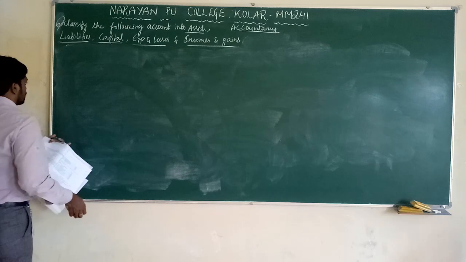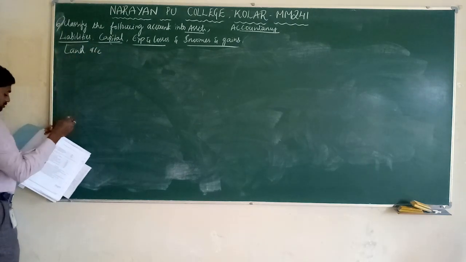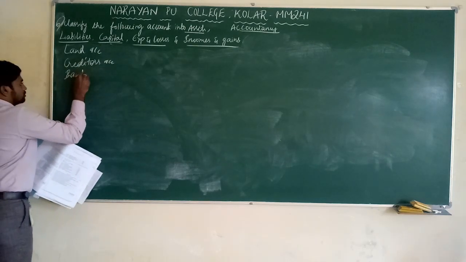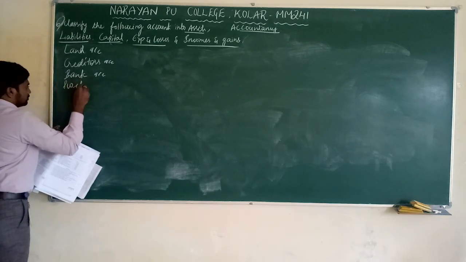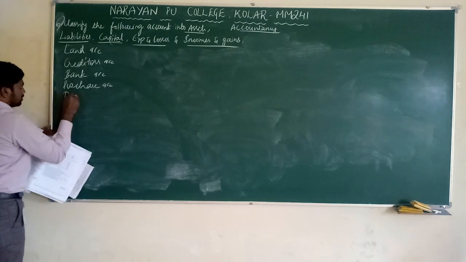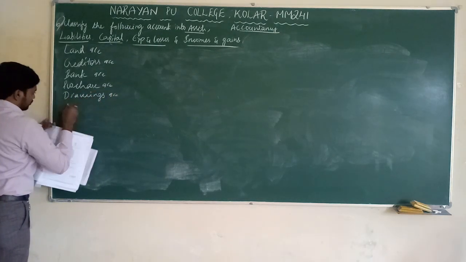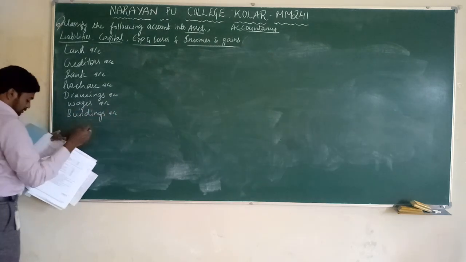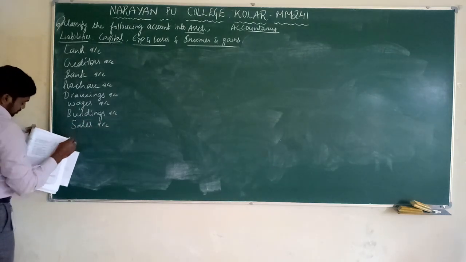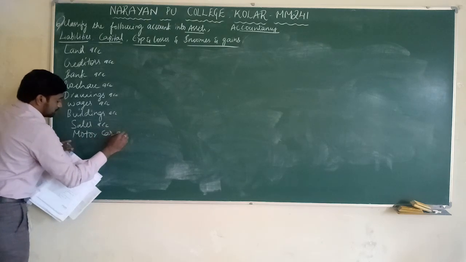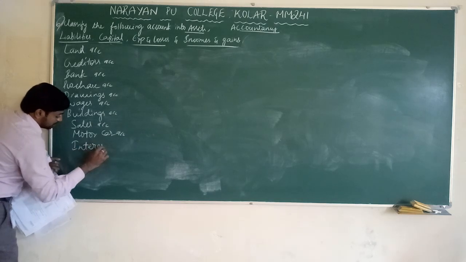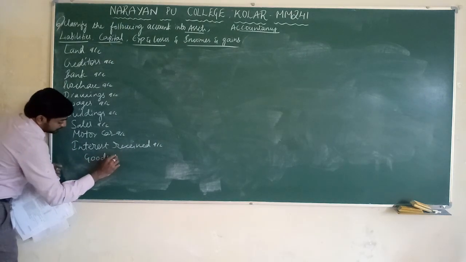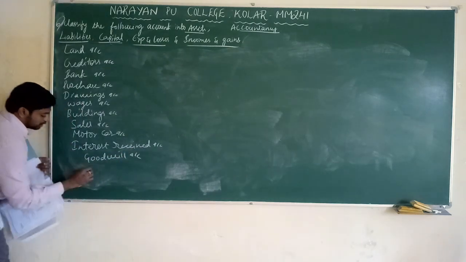Write down land account, creditors account, bank account, purchase account, drawings account, wages account, building account, sales account, motor car account, interest received account, goodwill account, capital account.